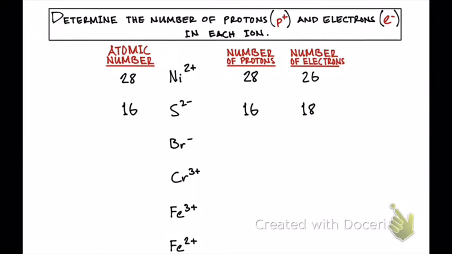Bromine in the periodic table is number 35, and so the number of protons is also 35. And because it has a net negative charge, you add 1 electron to the number of protons, which gives us 36.